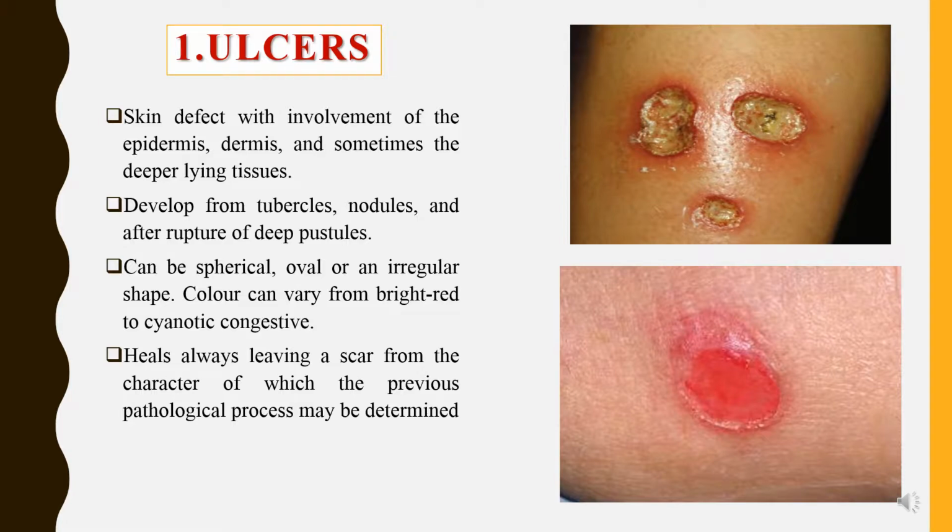An ulcer may be spherical, oval, or of irregular shape. The surface of the ulcers varies in color and form, from bright red to cyanotic and congestive. The floor may be uneven and covered with serous, purulent, or sanguinous secretions. In a purulent inflammatory process, the edges of the ulcer are edematous and soft, and there is abundant purulent discharge and diffuse hyperemia around the ulcer.